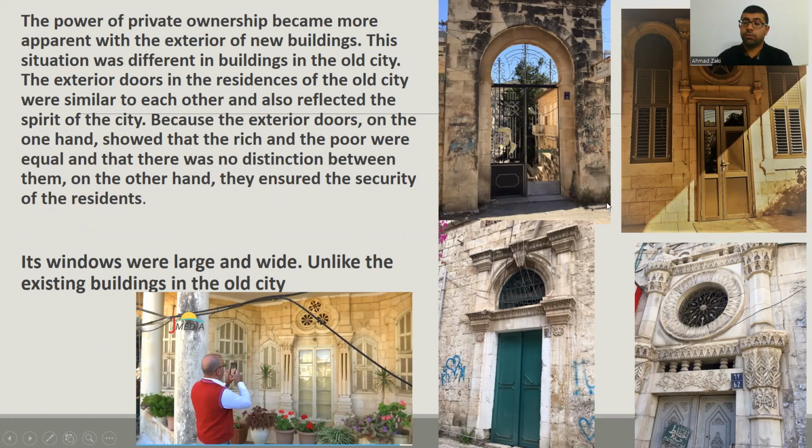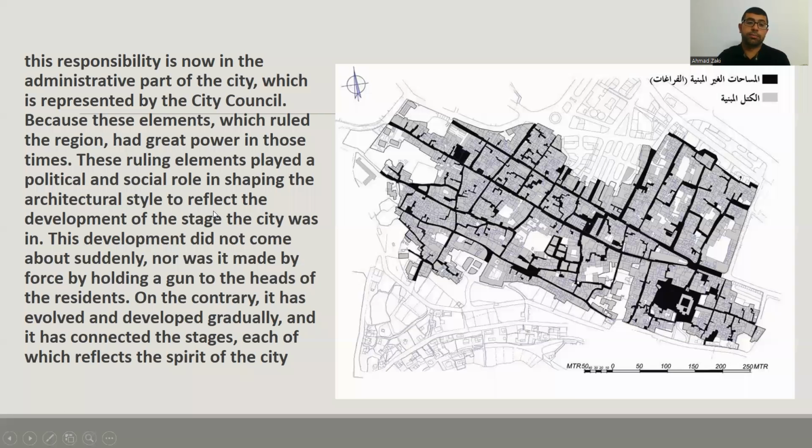As we see from these photos, the doors and windows are full of rich details and show how rich the owner was. The windows were large and wide, unlike the existing buildings in the old city. This responsibility is now in the administrative part of the city, which is represented by the city council, because these elements which ruled the region had great power in those times.